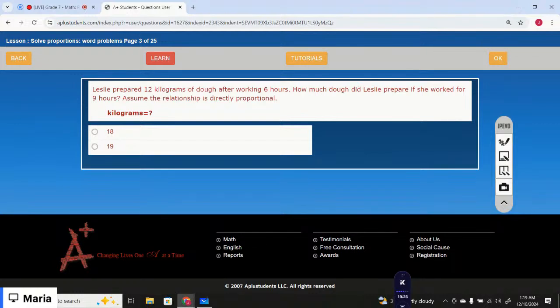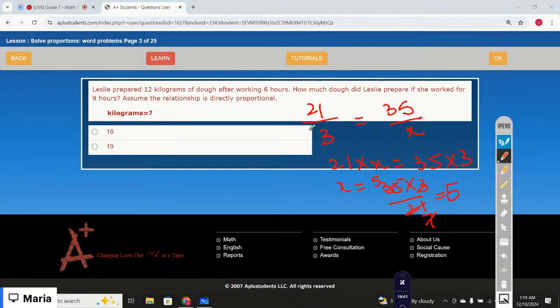Leslie prepared 12 kilograms of dough after working 6 hours. How much dough did Leslie prepare if she worked for 9 hours? So, which is the correct option? That is 12 kilograms in 6 hours, right? So, if she worked for 9 hours, how many kilograms of dough did she prepare? So, just solve it for x.